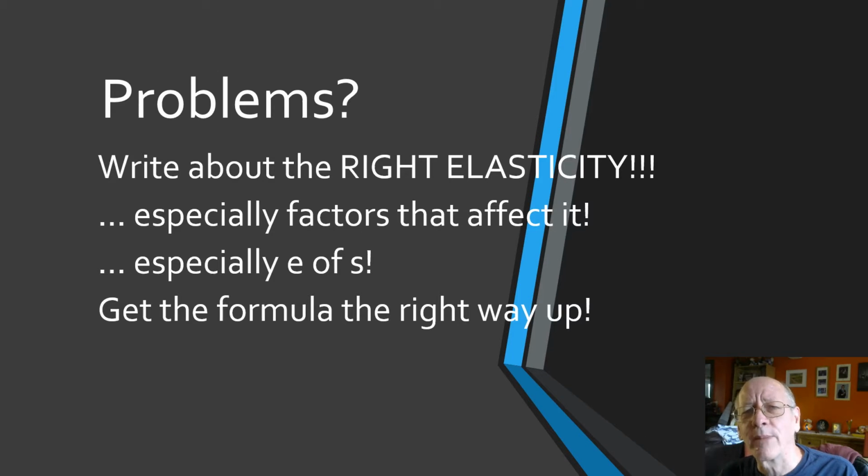So what are the problems people find? Well, one of the big things is writing about the right elasticity. An awful lot of students, say if you give them a question on income elasticity of demand or elasticity of supply, the first words they'll write is price elasticity of demand is a responsiveness of demand to a change in price. But the question is not about price elasticity of demand.